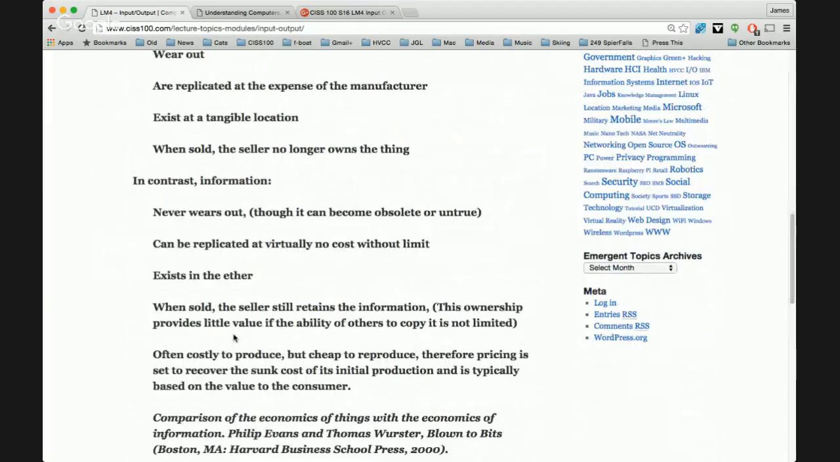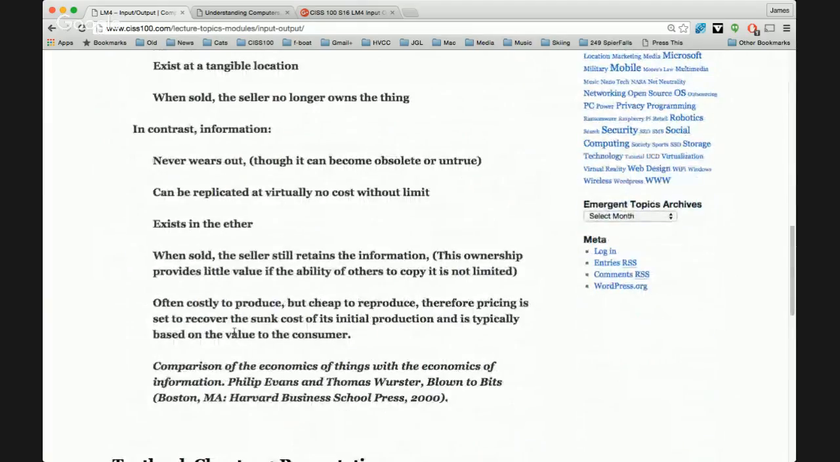Information never wears out. It can become obsolete or untrue. It can be replicated at virtually no cost without limit. So we look at, you know, an MP3 file. I can copy a song, I can copy a movie digitally and hand it to someone. It exists in the ether. When sold, the seller still retains the information.